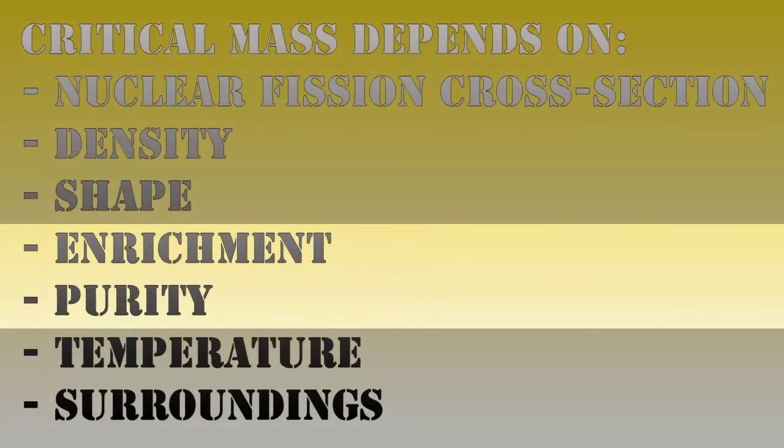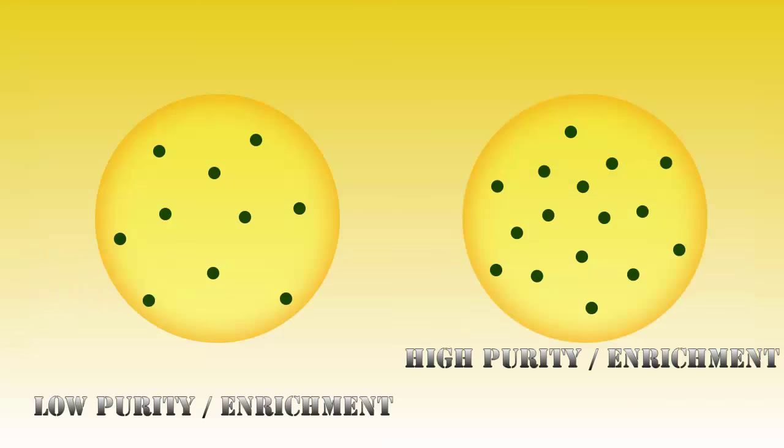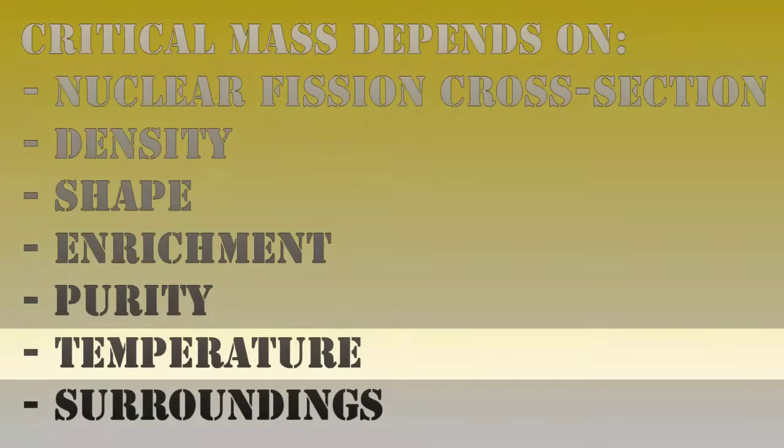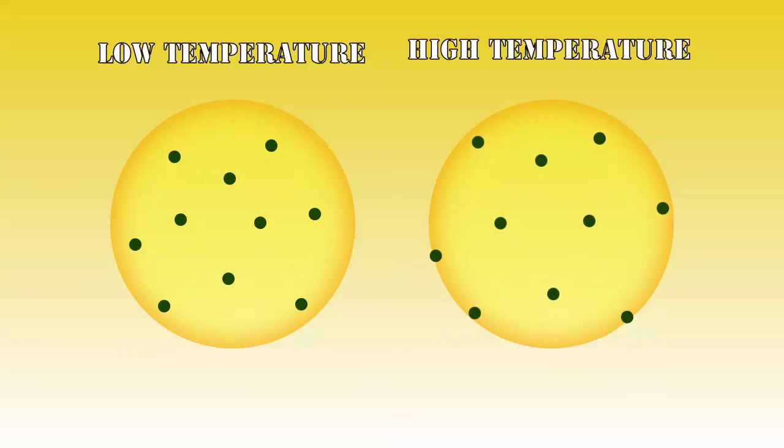The enrichment and purity both increase the amount of atoms per unit volume that can potentially participate in a nuclear fission reaction. The temperature effect works in two ways. On the one hand, a higher temperature makes the atoms move faster, making it more likely that a neutron will collide with them. On the other hand, a higher temperature will make the material expand, which causes it to have less atoms per unit volume.